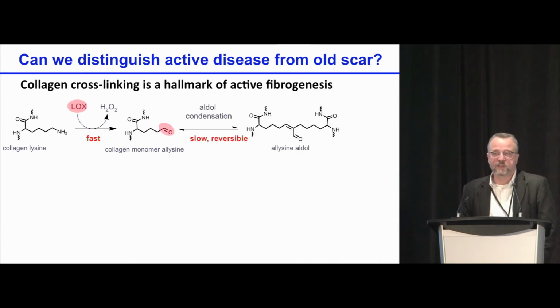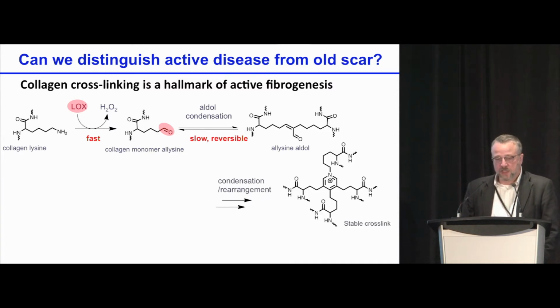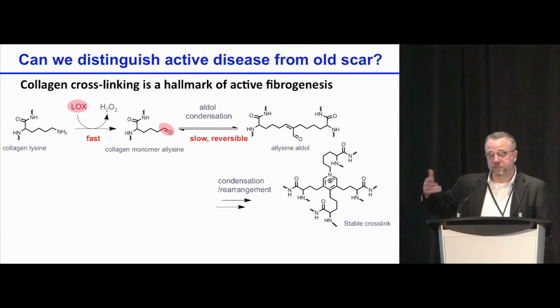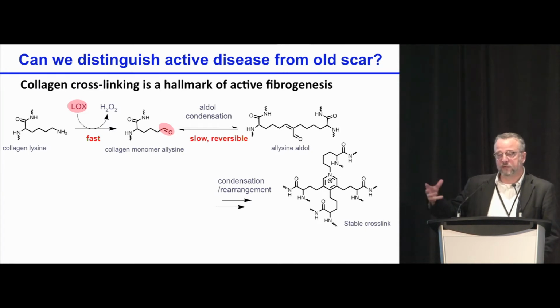And then this is, of course, a catalytic process. But then these aldehydes that are formed undergo condensation reactions either with themselves or with amines in a slow and reversible process. And then these undergo further reaction to form these irreversible, stable crosslinks like this desmosine moiety here.